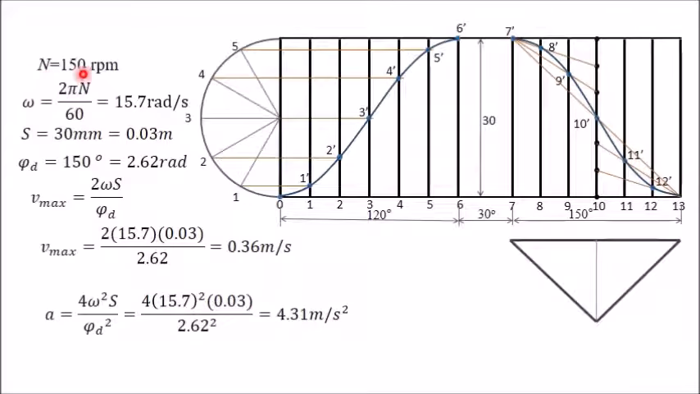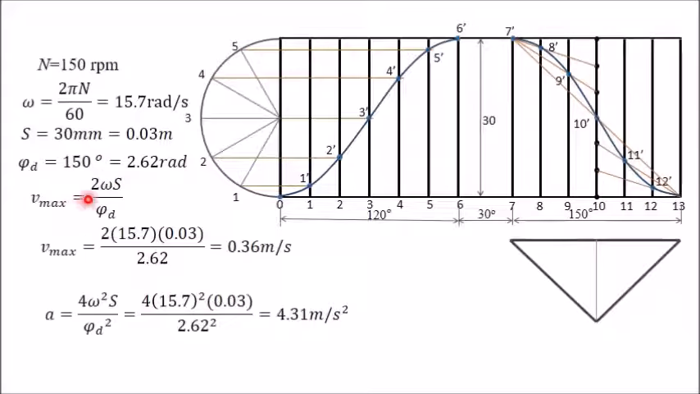The RPM of the cam is 150 rpm. So from that, the angular velocity of the cam you can obtain, it is 2 pi n by 60. So n is 150, giving 15.7 radian per second. Now the lift of the follower is given as 30 mm, so I have converted it into meters. Now for the angle of descent, we require maximum velocity and maximum acceleration during the descent period when it is coming down. So from here 150 degrees, so the angle of descent is 150 degrees. Convert this into radians, 2.62 radian. Pi radian is equal to 180 degrees. Accordingly, you can convert this.